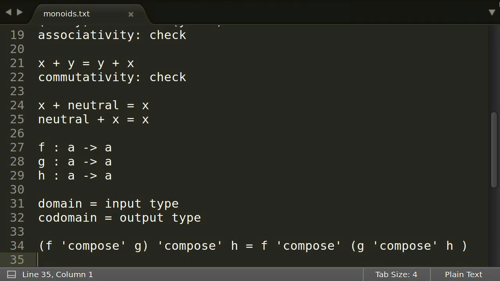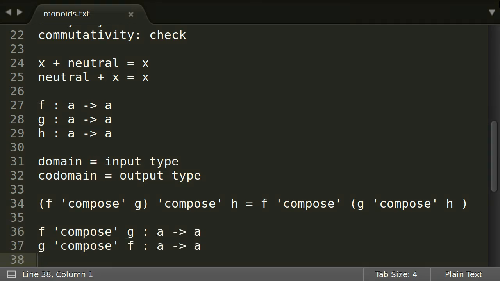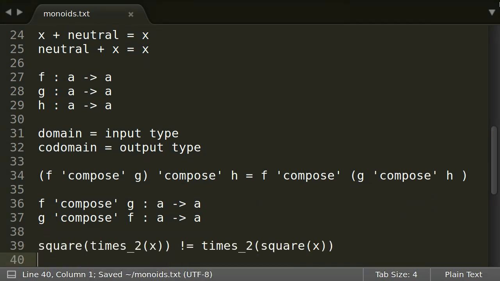But is it commutative? The types would match. But can we actually do this? No, of course not. For example, squaring a number and then doubling it is not the same thing as doubling it first and then squaring it. So composition is not commutative. So far we have a non-commutative semigroup.